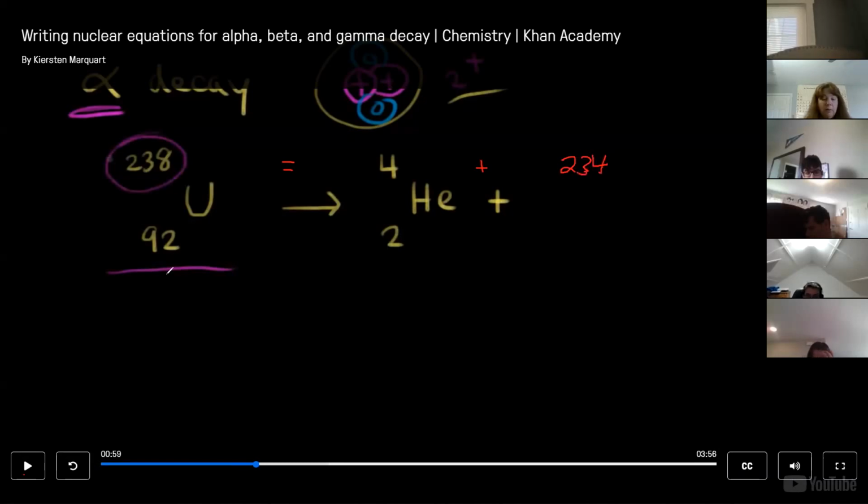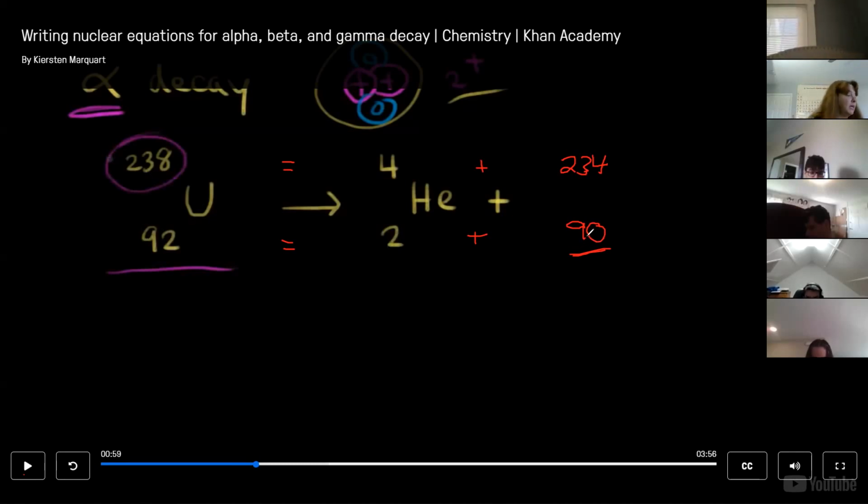Now we figure out the bottom number. 92 equals 2 plus whatever this number is. So 92 minus 2 gives us 90. Now this part is important because we have numbers, but we don't have an element symbol. The way you figure out your element symbol is by looking at the atomic number. Remember, the bottom number tells you the atom. 92 is the atomic number for uranium.